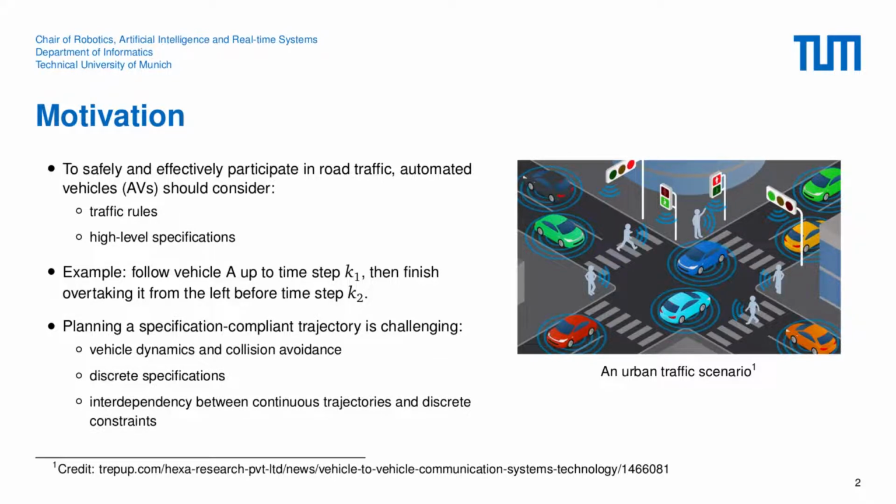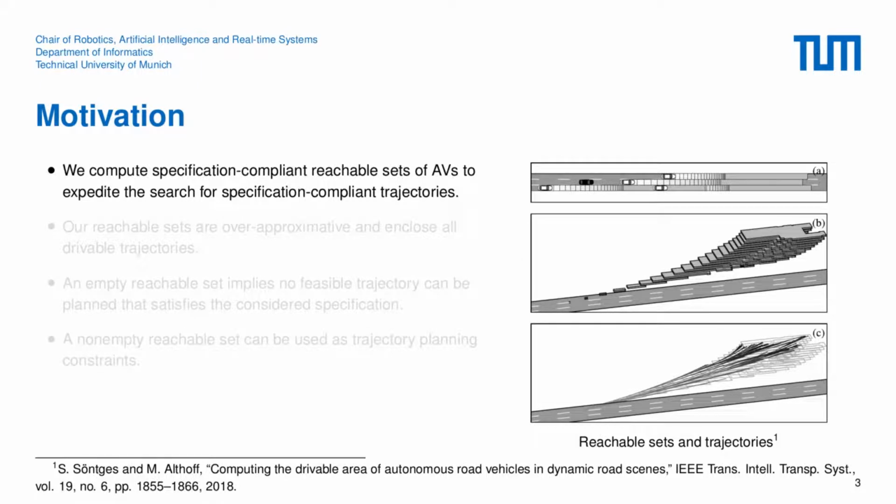Determining a drivable trajectory that satisfies a desired discrete specification is challenging. This is because we need to consider vehicle dynamics and collision avoidance, discrete specifications, and interdependency between continuous trajectories and discrete constraints posed by the specification. In this study, we extend our previous work and propose a method to compute specification-compliant reachable sets for a considered ego vehicle, which expedites the search for a trajectory meeting the mentioned characteristics.